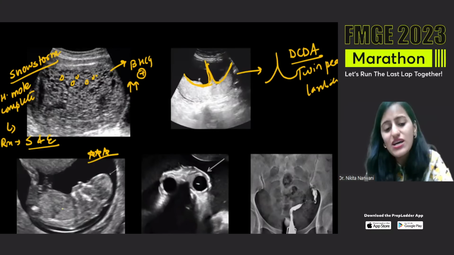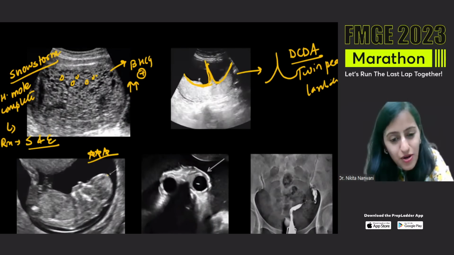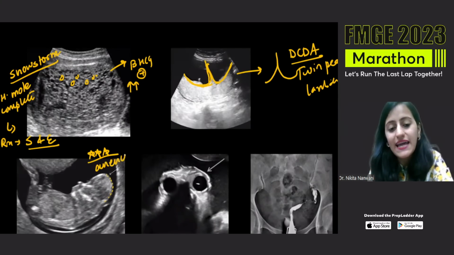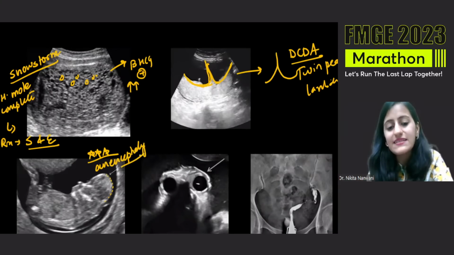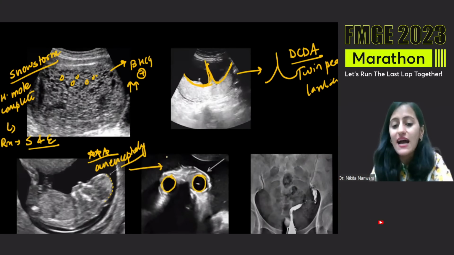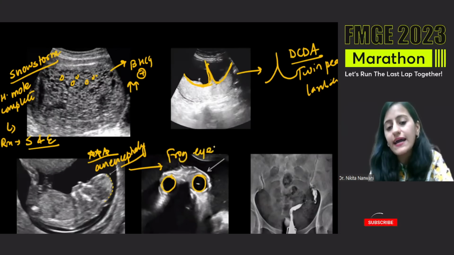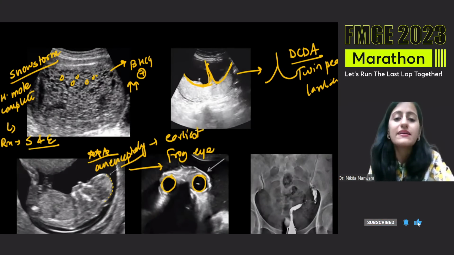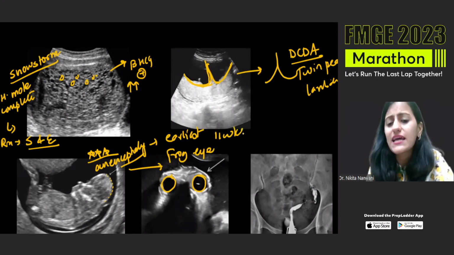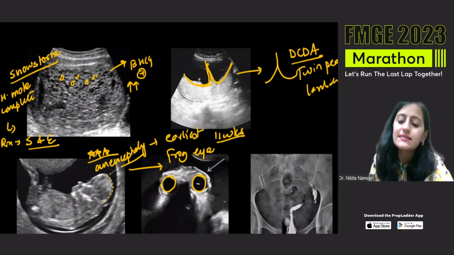This is in the sagittal section of the fetus. We are not seeing the bone here, right? So this is anencephaly. This is also anencephaly, which is showing these eyes, the frog eye appearance. Remember that it is the earliest anomaly that can be identified on ultrasound, as early as around 10 to 11 weeks.